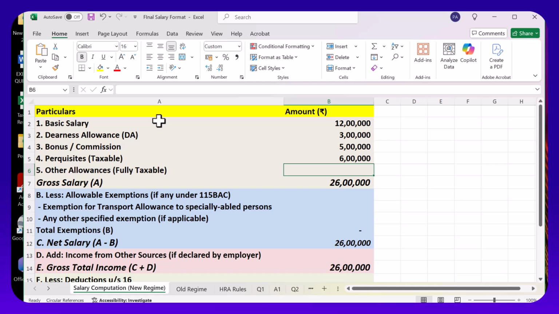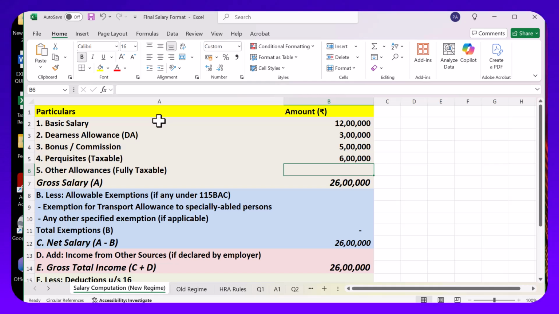Then there can be the fifth one. Now, there can be allowances, because we are talking about the new regime. All the allowances are fully taxable. Under the old regime, you may get some exemption. Like suppose you're working in a company and instead of giving a house, it says that we will give you a house rent allowance, so that you can take a house on rent yourself.